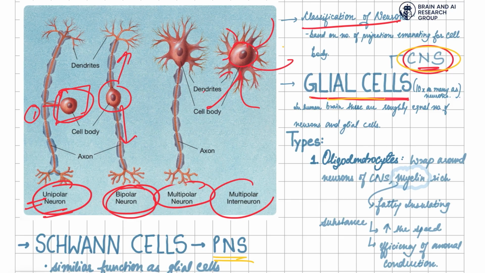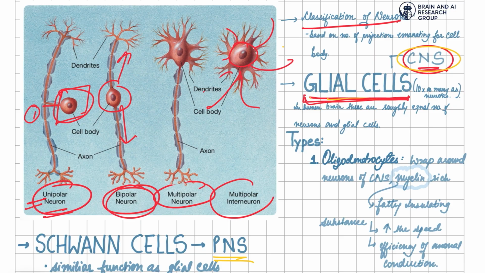Now what exactly are glial cells? These are the supporting cells for a neuron. They provide support to the neuron. So we have further functions as well and we'll see them one by one. Now we have different types of glial cells as well.